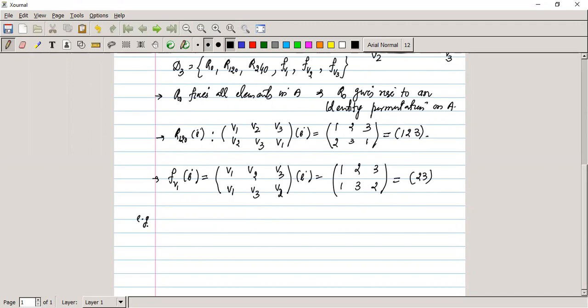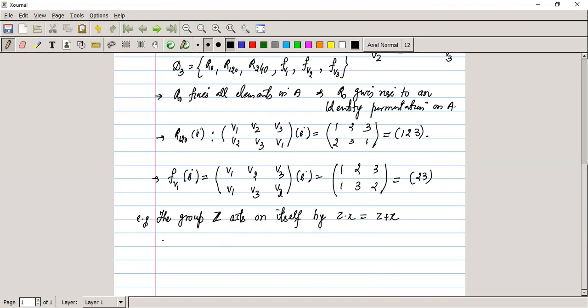For example, we can take one more example. Suppose the group of integers acts on itself by, suppose, z·x is equal to z plus x. Then this mapping defines a group action of the group Z acting on itself.